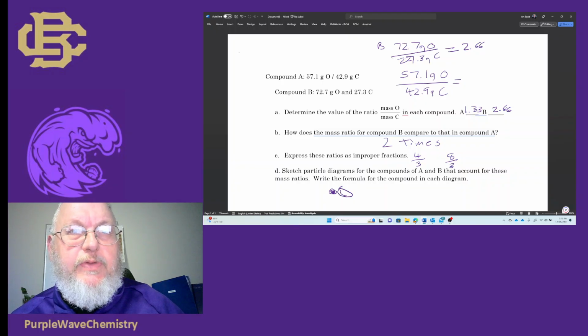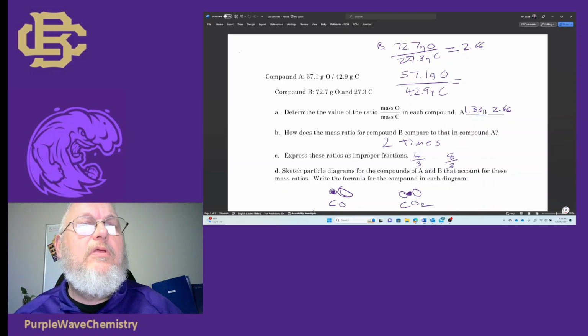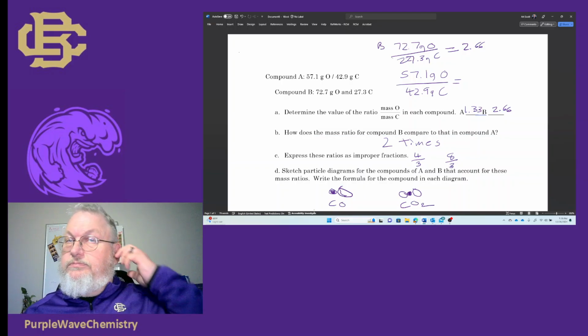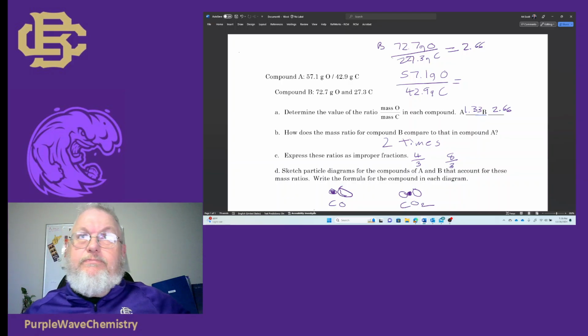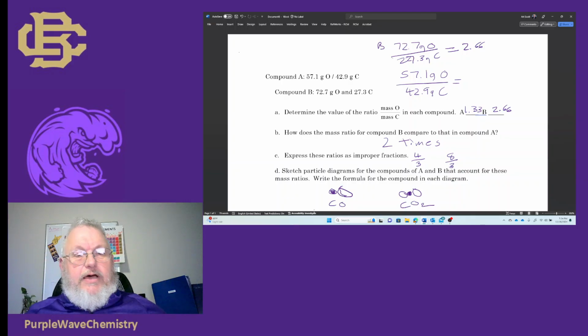So what would the second one be? Well, that tells me that I have one more oxygen than carbon. So I would call this CO, and I'd call this CO2. Make sense? If you can do that, you should be able to get some extra points on your test whenever we have it. All right, and we'll be playing with these numbers for a while as we go.